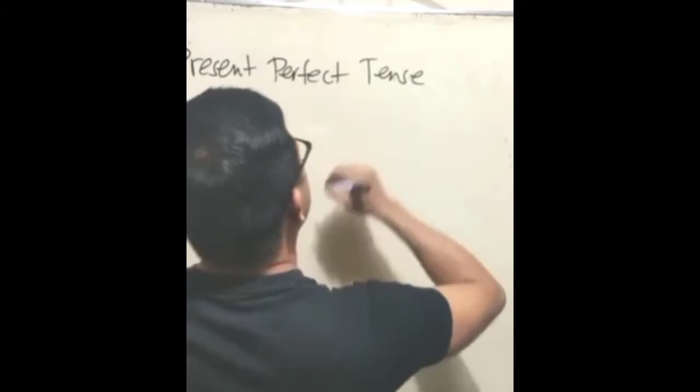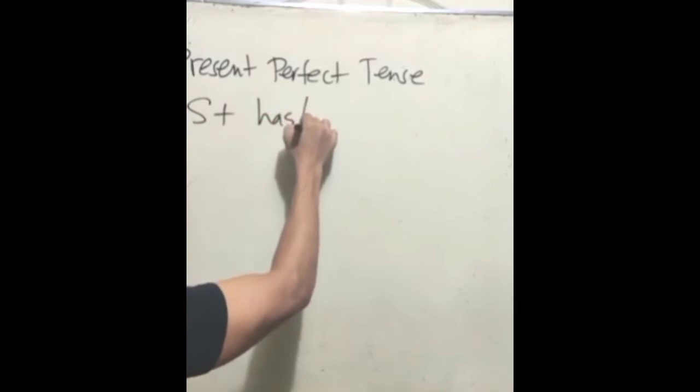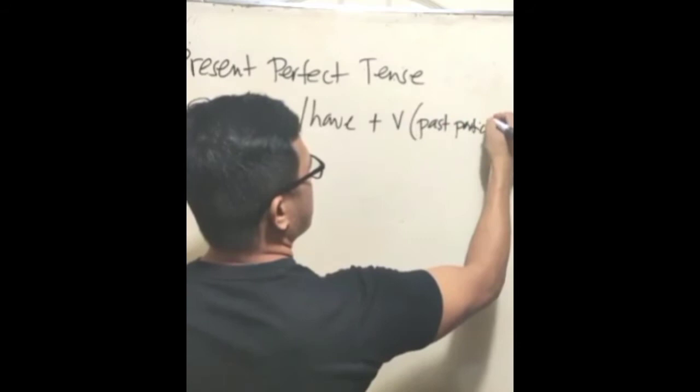Okay. Present perfect. Mamaya na si continuous, or progressive, present perfect progressive. Okay, so present perfect tense. The format, we have the subject plus have, has or have, right? I think I've discussed this one. Have plus the verb past participle.